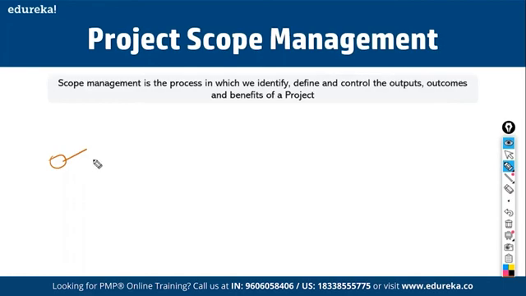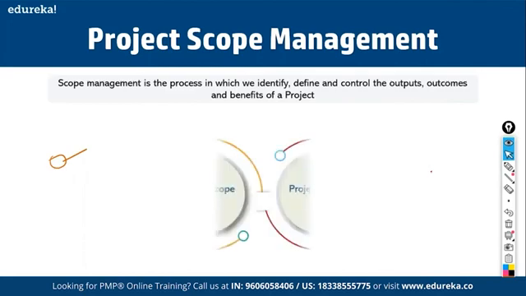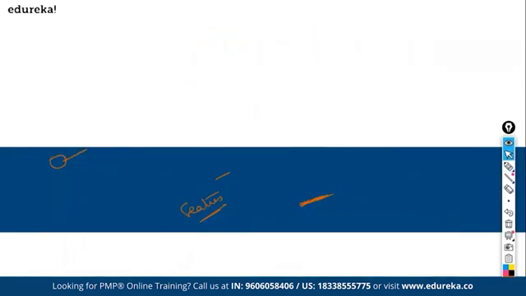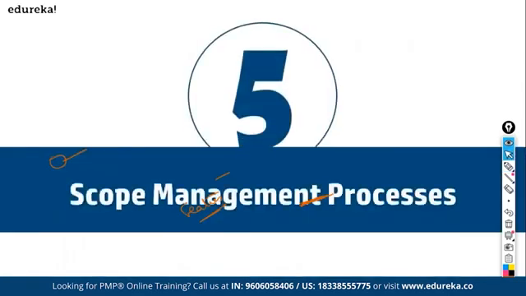So there are two aspects to scope: project scope and product scope. That is what we're going to see. Product scope refers to features for a product, right? Project scope refers to the project management activities that you perform in order to deliver a prototype to manufacture a pen.